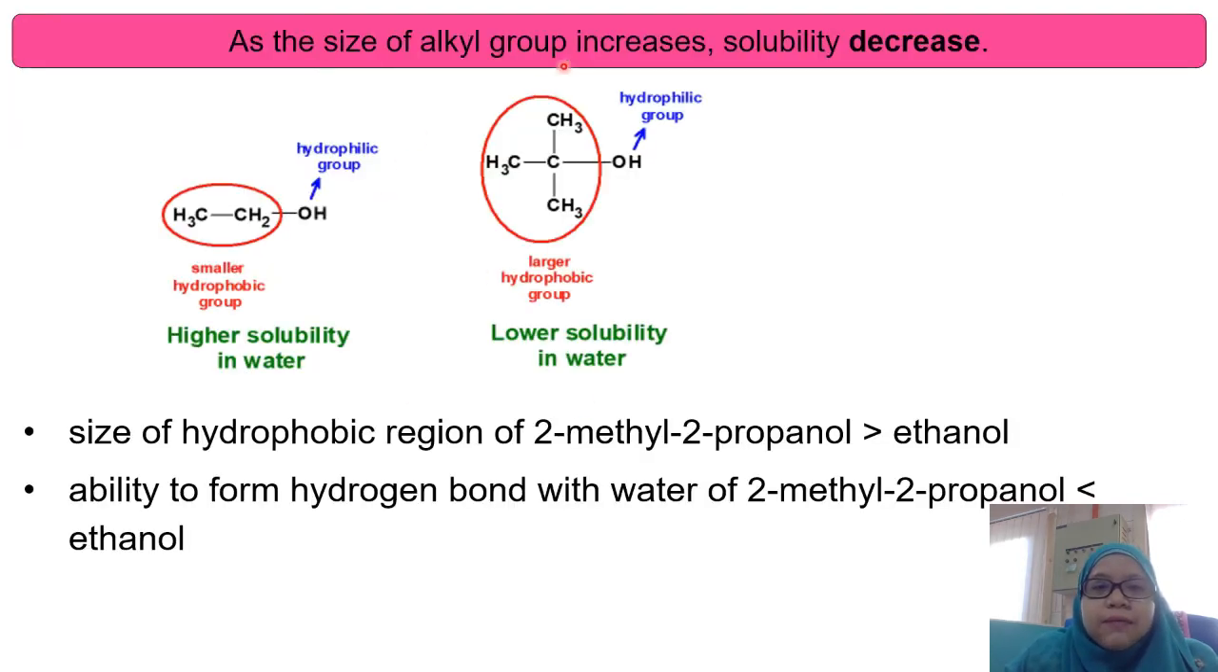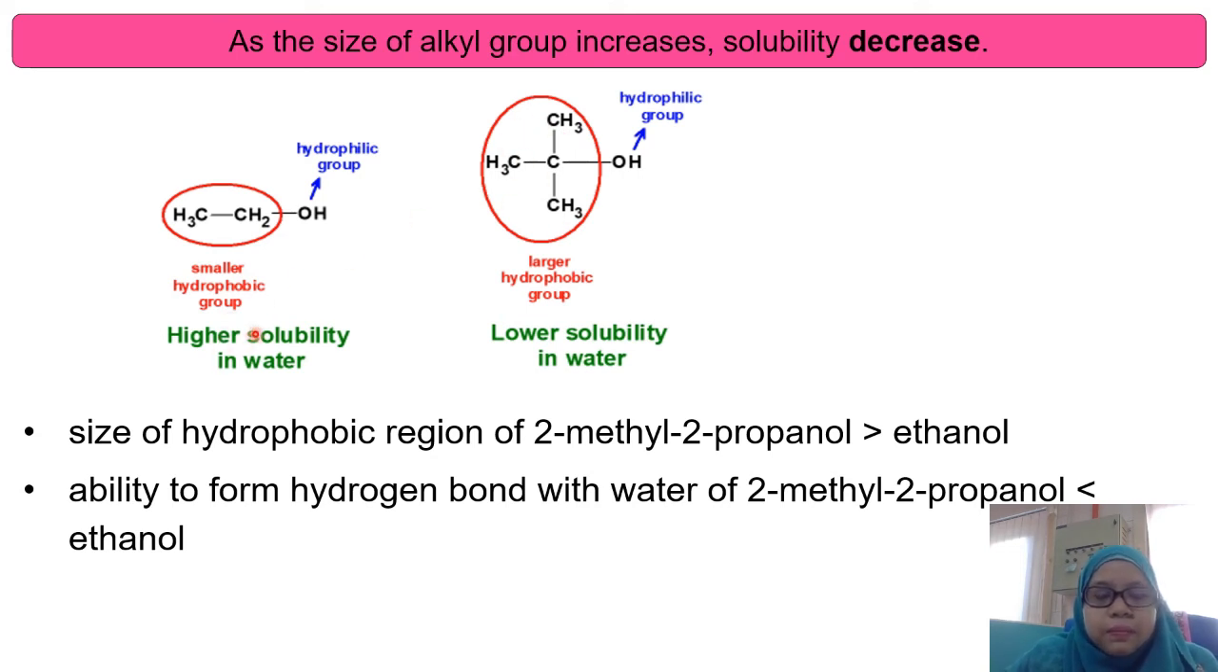As the size of the alkyl group increases, the solubility decreases. Why? We have 2 examples here. This one is ethanol. This one is 2-methyl-2-propanol. When we compare these 2 alcohols, the number of hydroxyl groups is the same, but the size of the hydrophobic part is different. Ethanol only consists of 2 carbons. 2-methyl-2-propanol consists of 4 carbons.